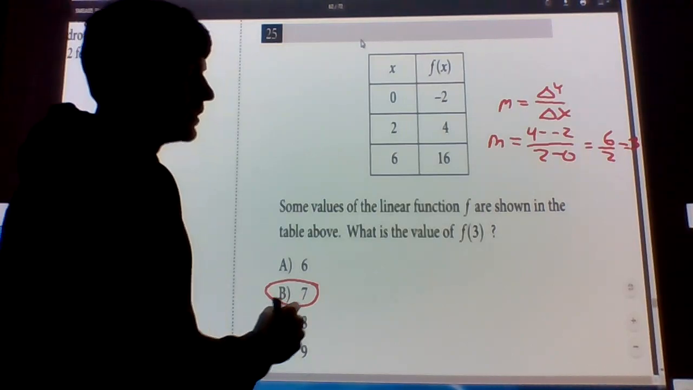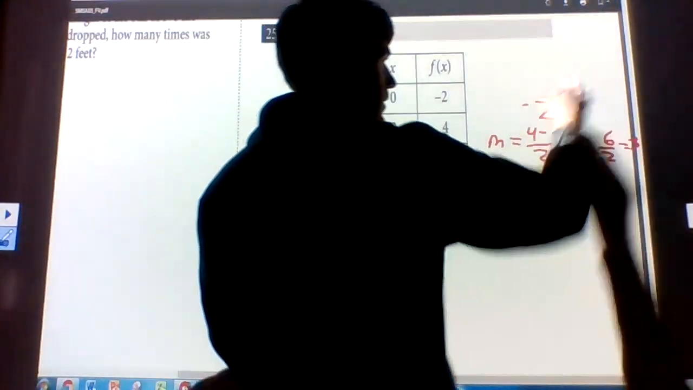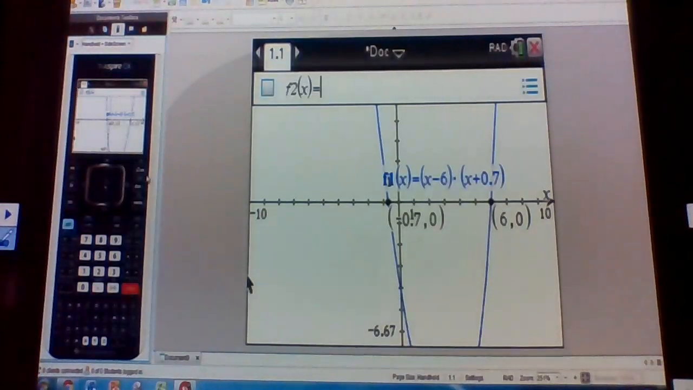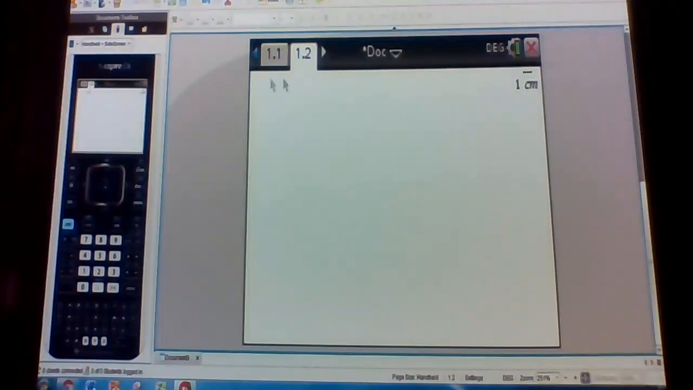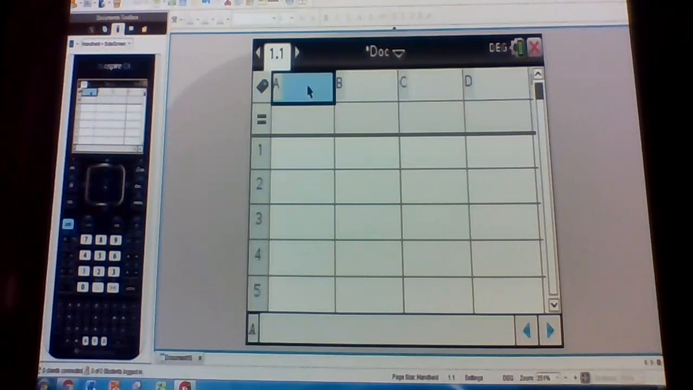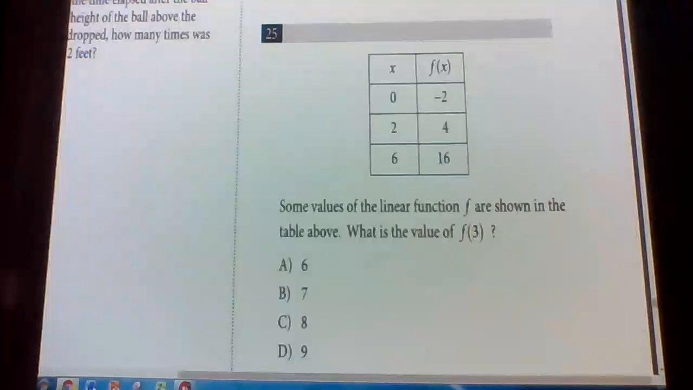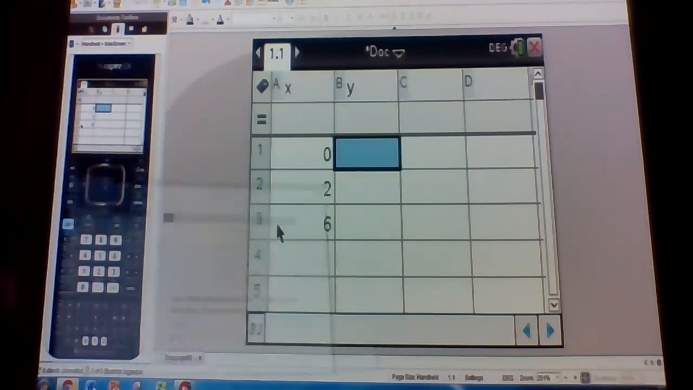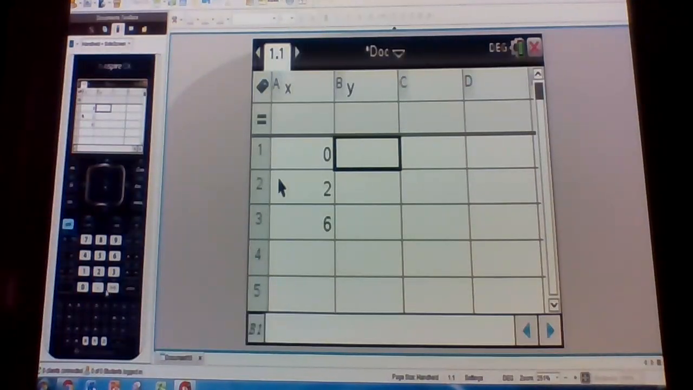Another way to do this is you could use the calculator. So we can put this in our table. If you go to the calculator, we want to add a spreadsheet here. I guess the easiest way is just go to new document. We want to add a list in spreadsheet. We'll call this X. We'll call this Y. We'll put in our data: 0, 2, 6 and -2, 4, 16.